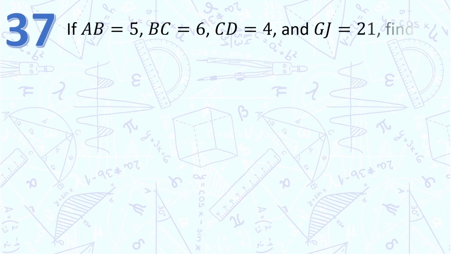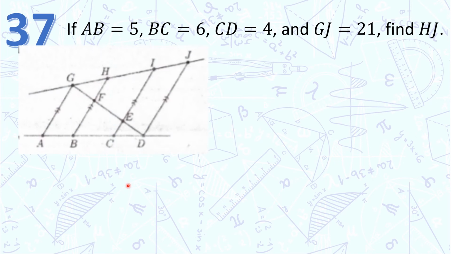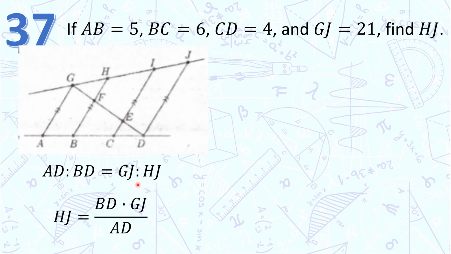Next, if AB equals 5, BC equals 6, and CD equals 4, GJ is equal to 21, find HJ. By the proportional segments theorem, we can have the proportion AD is to BD equals GJ is to HJ. Solving for HJ, we have BD times GJ, that's the product of the means, over AD.